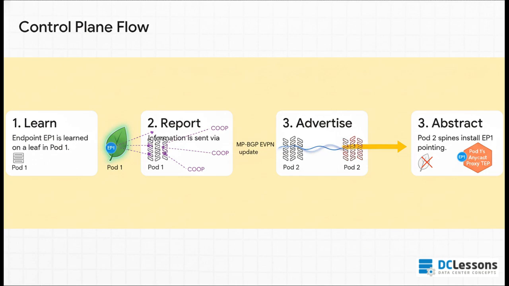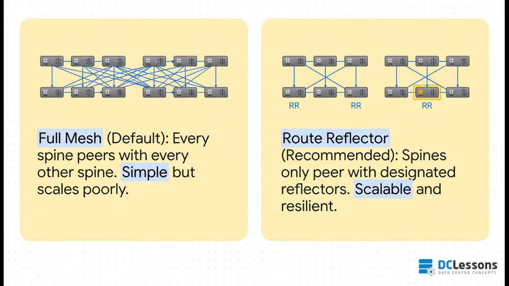It's genius. Now, when you're setting up this BGP conversation between the pods, you've got two main options. The default is full mesh. Think of it like a conference call where everyone is talking to everyone else. It's simple to set up for a few people, but it gets chaotic and inefficient as you add more. The much smarter, more scalable way is to use route reflectors. This is like having a designated speaker in each pod. All the other spines just talk to their local speaker, who then communicates with the speakers in the other pods. It's way cleaner and the recommended way to go for pretty much any real-world deployment.